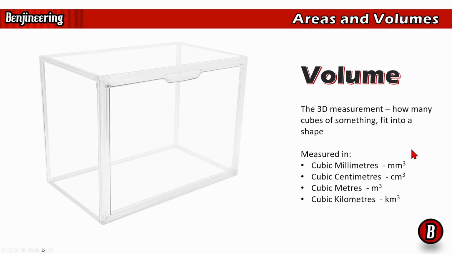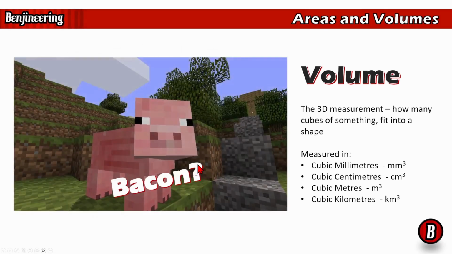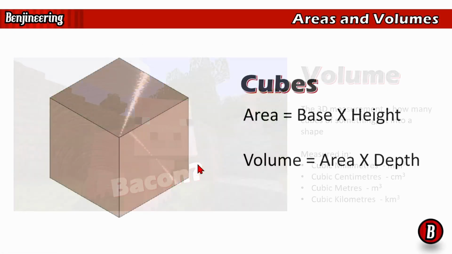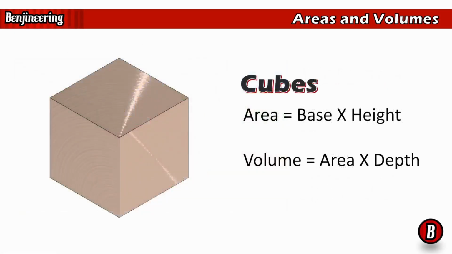So on the areas, there was a little 2 here. So it was millimeters squared. In this case, we're looking at cubes. So it's millimeters cubed. Okay. And you can use this to work out all sorts of things like how much liquid could fit into here or how much bacon you can get from a Minecraft pig. I don't know. So let's start with the easiest one.